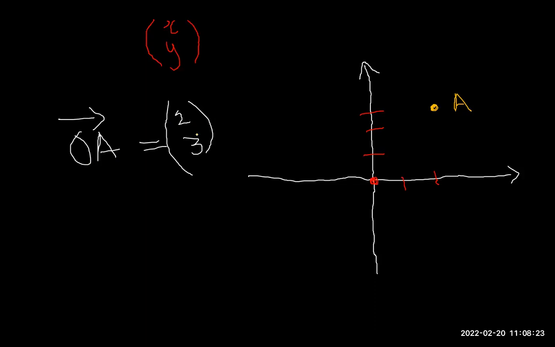In this case, the column vector was 2, 3. So what does that mean? From my starting point, which is the origin, I need to move 2 spaces to the right. So I move 1, 2 spaces to the right. But then I have to move 3 spaces up. So from here, I went 1, 2, 3 spaces up. And therefore, this right here, this point is my point A.